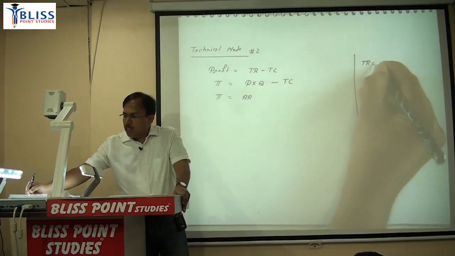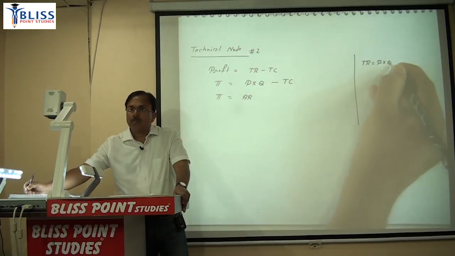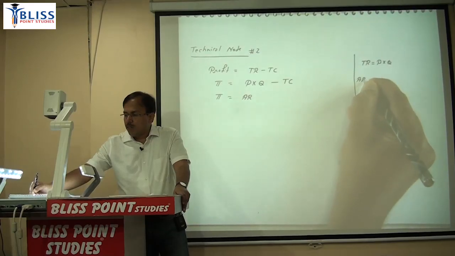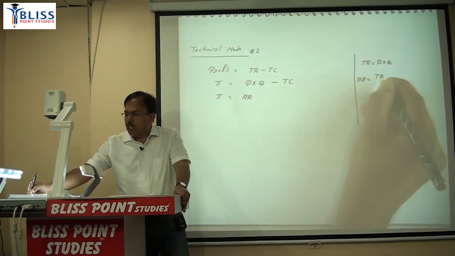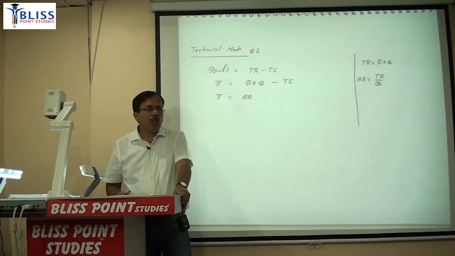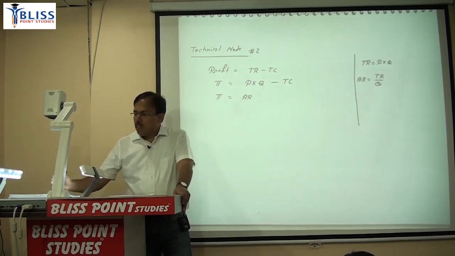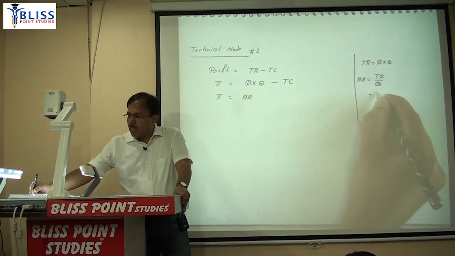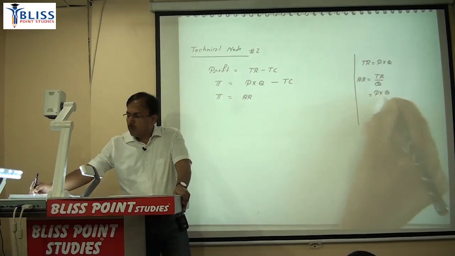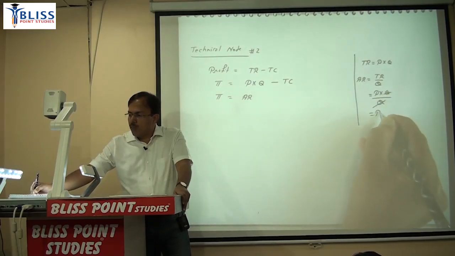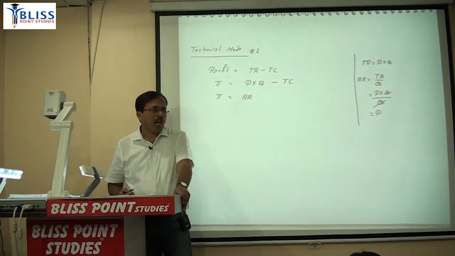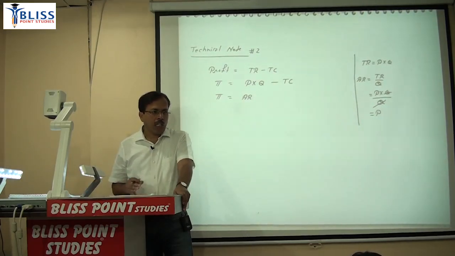Total revenue means price multiplied by quantity. So what is average? Average will be nothing but total divided by quantity, per unit. So average revenue is per unit revenue, average cost is per unit cost, average utility is per unit utility. So TR divided by Q, and TR is P into Q. If you divide it by Q, this will cancel out. So average revenue is always equal to price. Average revenue is always equal to price in any market.